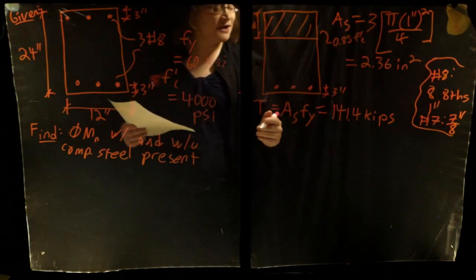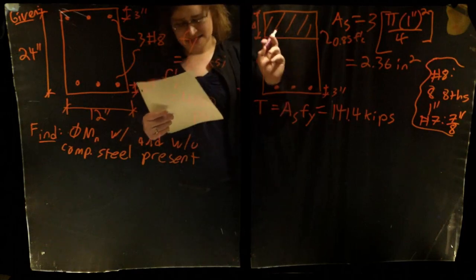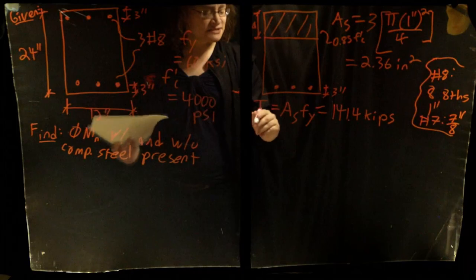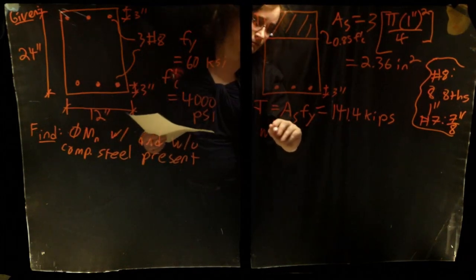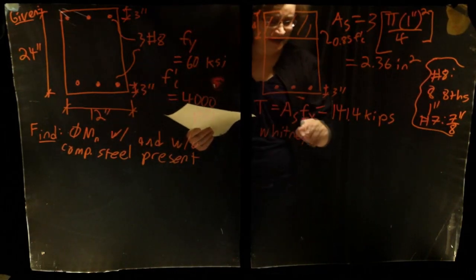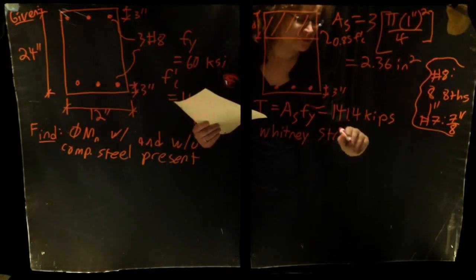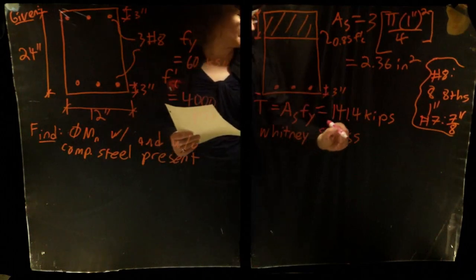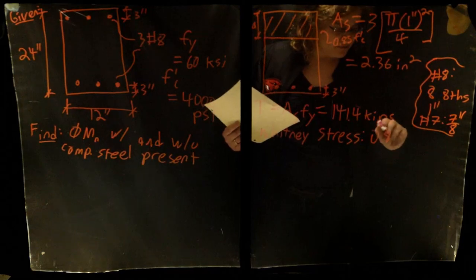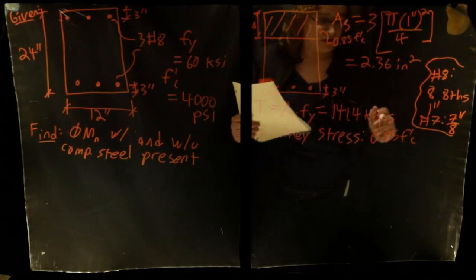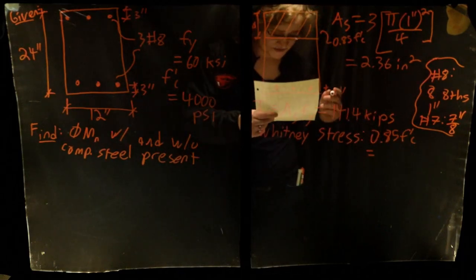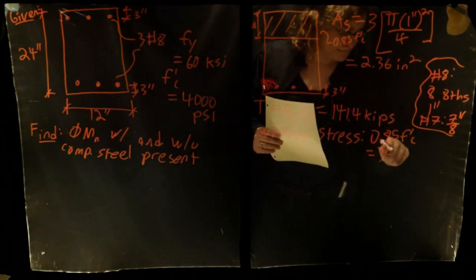So I want to go ahead and calculate the Whitney stress block depth. To do that, I'm first going to calculate the Whitney stress block stress. In other words, what exactly in our case is 0.85 f'c? I could call this the Whitney stress block stress, or simply the Whitney stress, depending on how you want to phrase it. If you multiply 0.85 times 4,000 psi, I get a stress value of 3,400 psi.